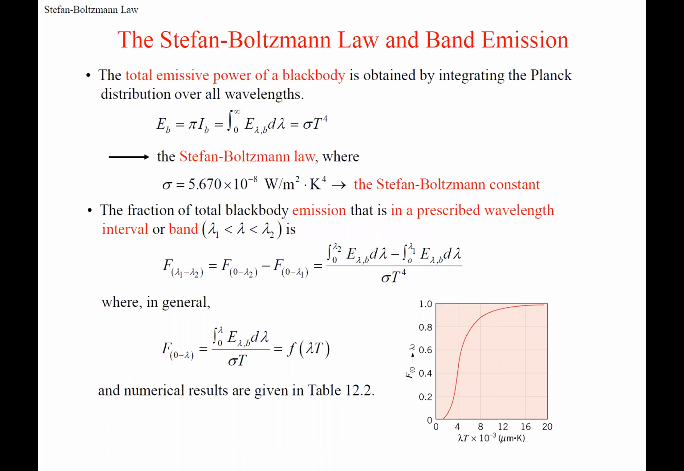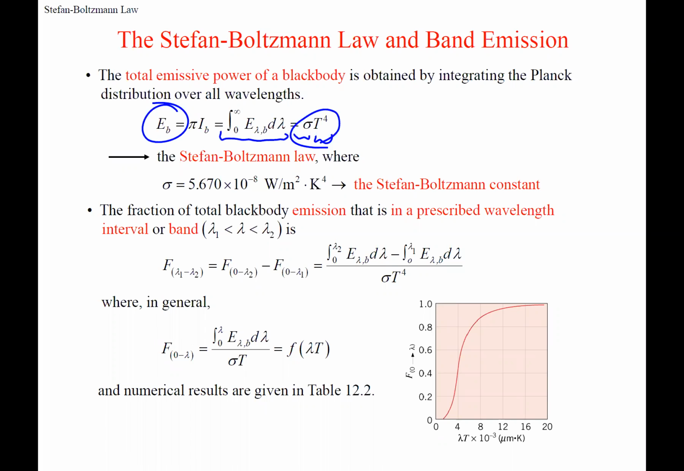And if we integrated that equation across all those wavelengths, we get the Stefan-Boltzmann constant times temperature to the fourth. Okay, so that's the emissive power of a black body. It's the equation we've been using. That's what you get.